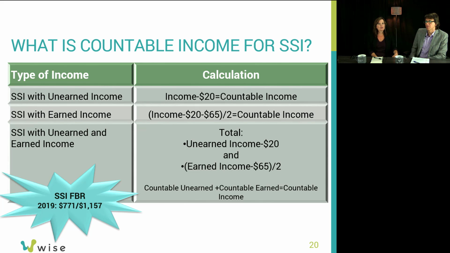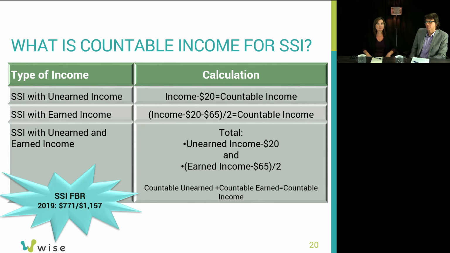And then there is also the breaking out of these exclusions when you have a combination of both unearned and earned income. So we're going to work through some examples utilizing the SSI federal benefit rate for 2019 of $771 for a single individual in our examples.